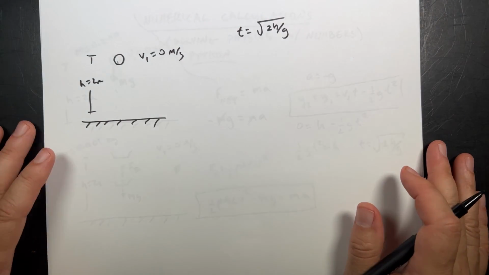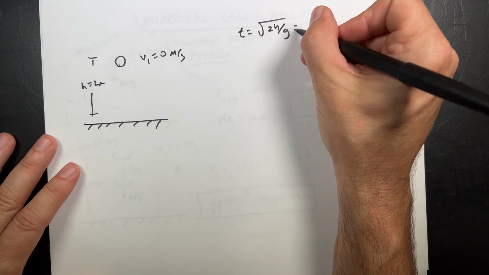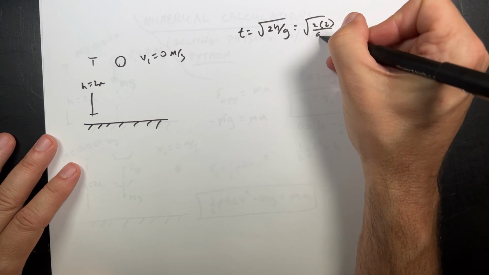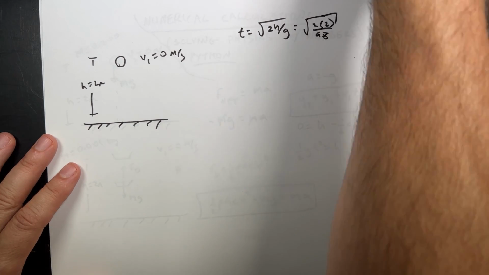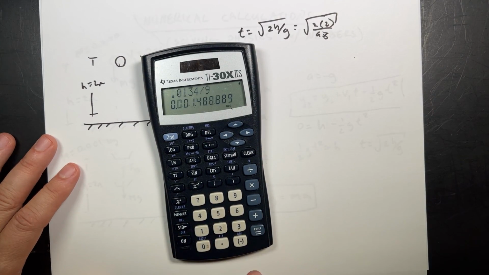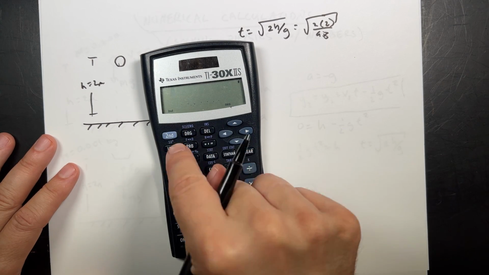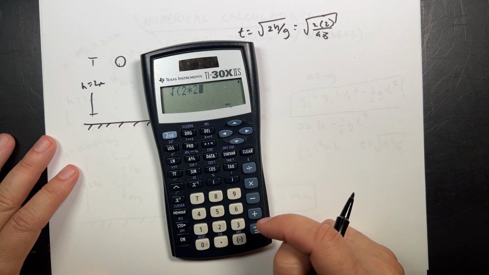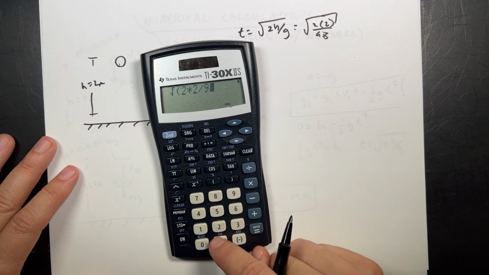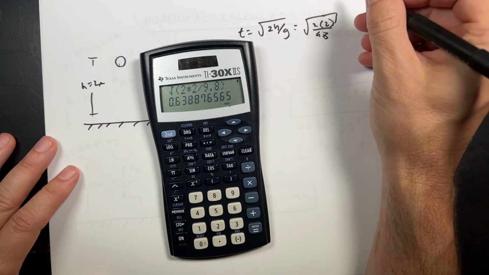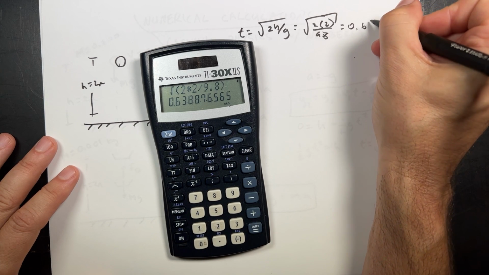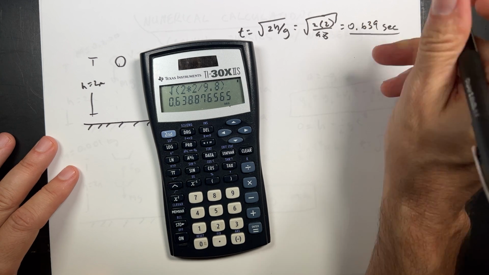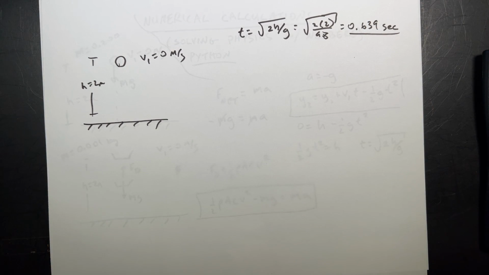So the mass didn't matter. So we'll put in our values. It's going to be the square root of 2 times 2 meters divided by 9.8. And I'm going to put that in my calculator. See, no Python. Clear, square root, 2 times 2. Why did I just do 2 times 2? I know what 2 times 2 is. Divided by 9.8 equals 0.639 seconds. Okay, so we already did that problem.